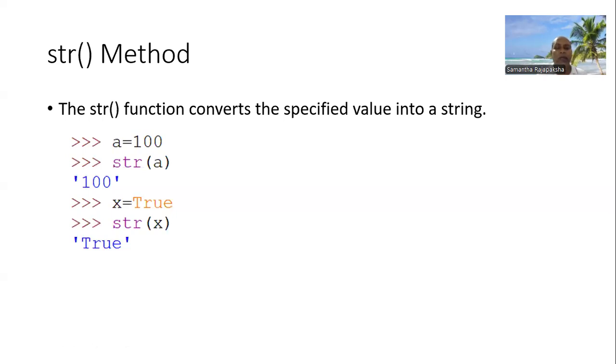Then we have the method called as string. If you want to convert the data into a string, you can use the str method. So a is a number which is an integer. If you want to convert it to a string, you can use the str function. And then x is a true. You can see you can convert it to a string using the str function.